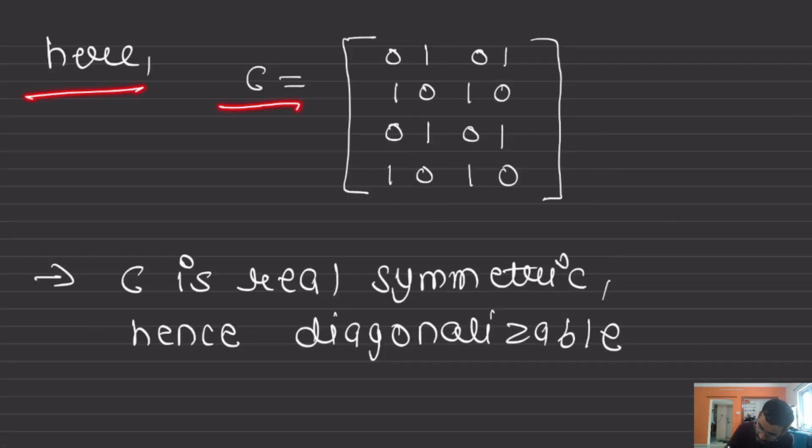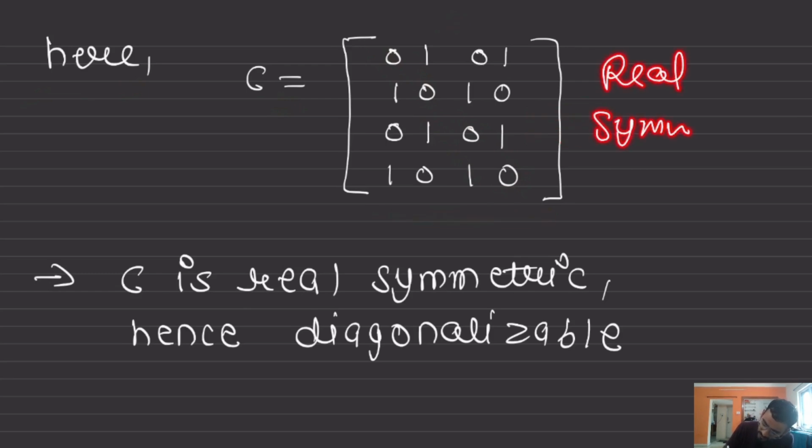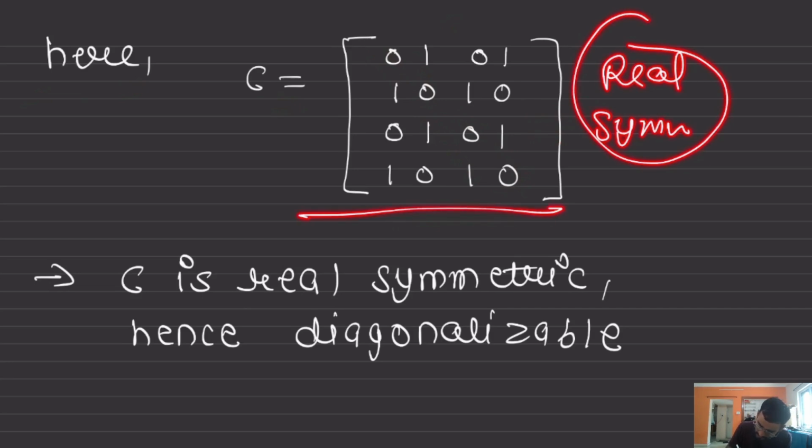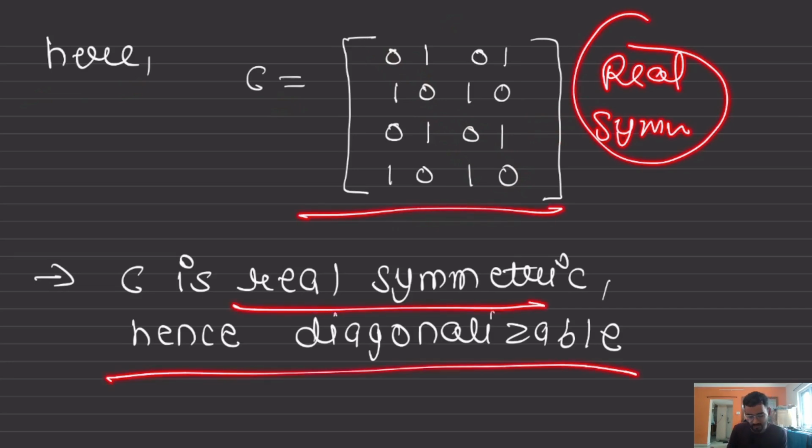Here, we see that C is a symmetric matrix with all elements real, and hence C is a real symmetric matrix. Since C is a real symmetric matrix, C is diagonalizable.